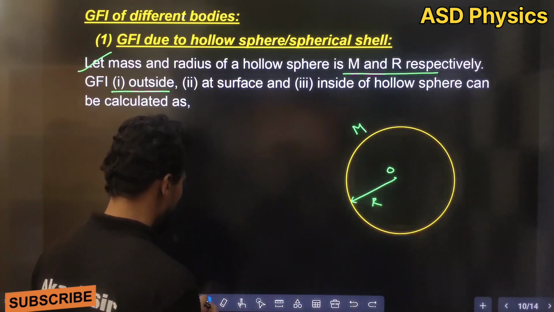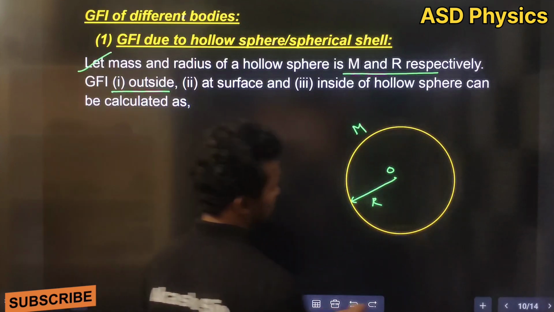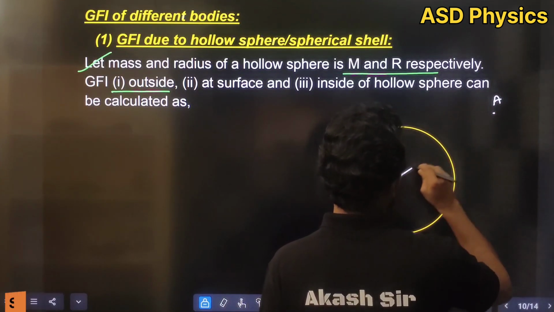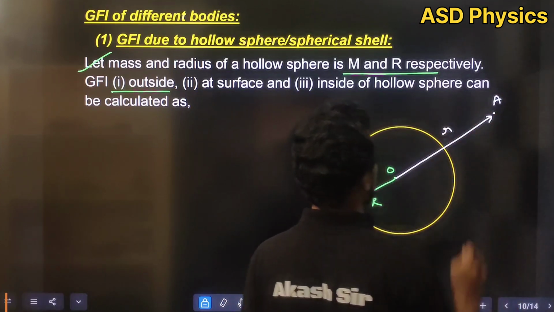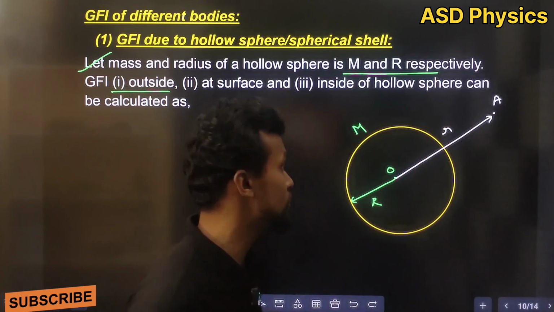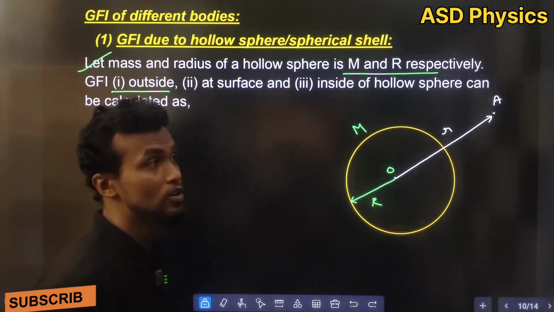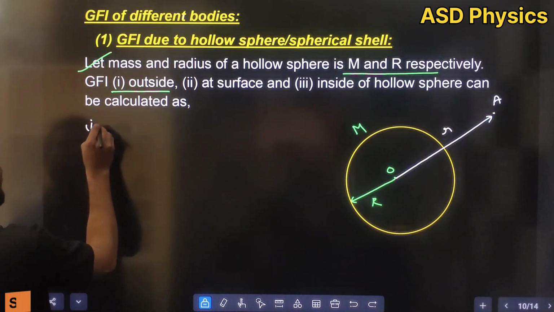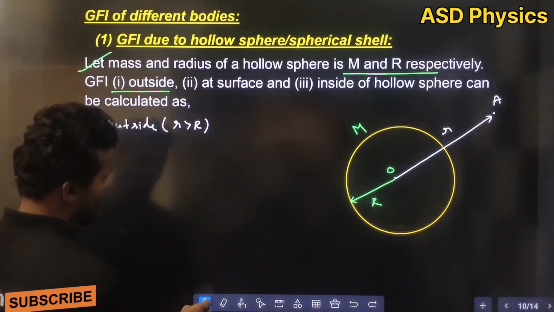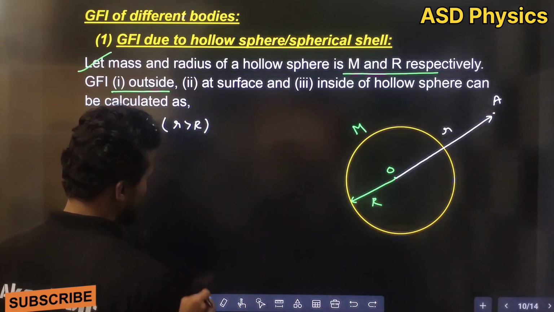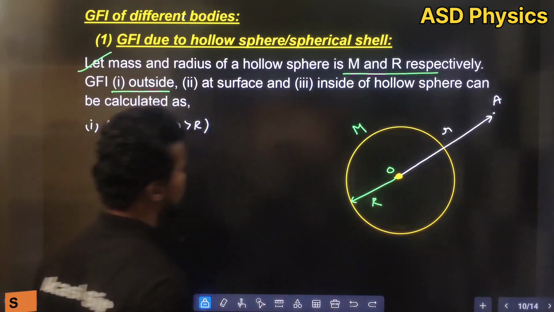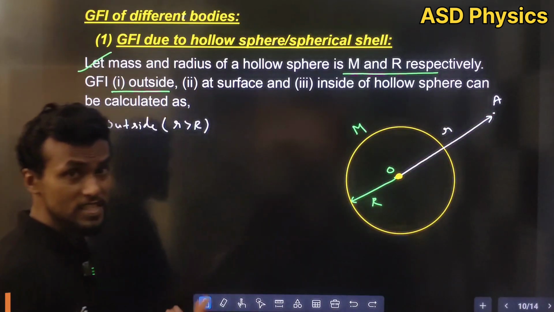Now students, first I am going to calculate the GFI outside. GFI outside means, let's take somewhere, I have taken here, point A outside. Again I am telling, the center to the observation point, I will write here r. You know very well, whenever the observation point is outside, the total mass of the sphere can be concentrated at the center. That means outside means small r is greater than capital R, and the total mass of the sphere can be concentrated at the center. So if we consider the total mass at the center, mass to the observation point, how much distance? Small r here.